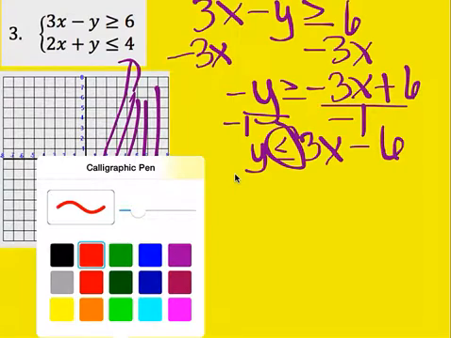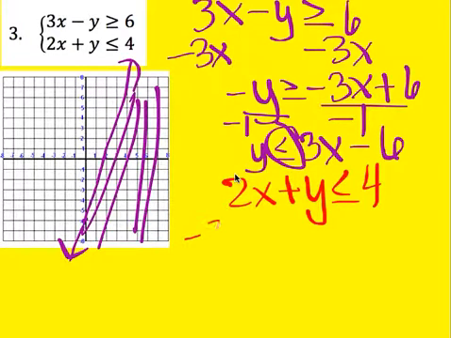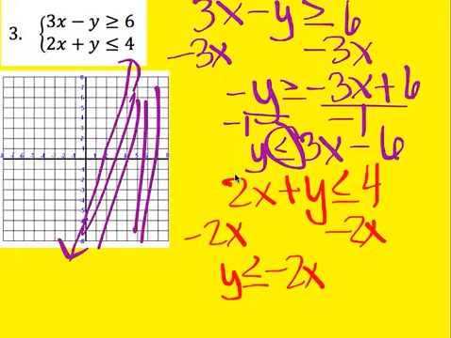So next, I have 2x plus y is less than or equal to 4. So I'm going to go ahead and subtract 2x from both sides. And then I get that y is less than or equal to negative 2x plus 4. Okay, so we're going to cross the y-axis at 4. And then we're going down 2, right 1, down 2, right 1.